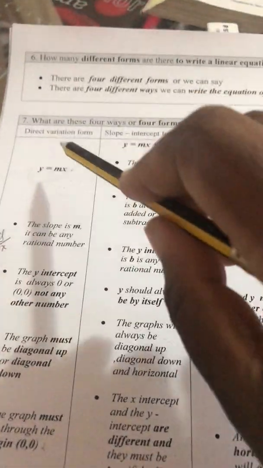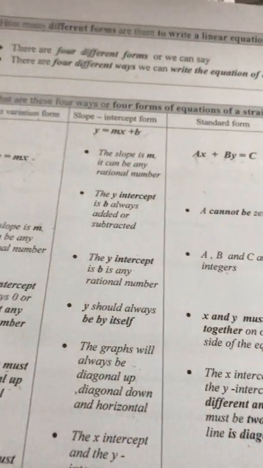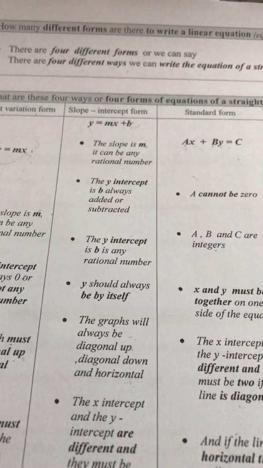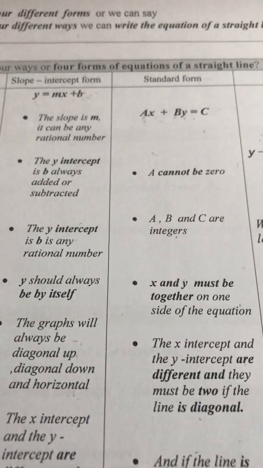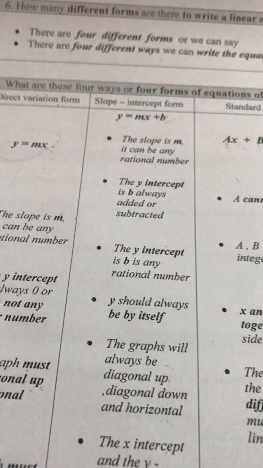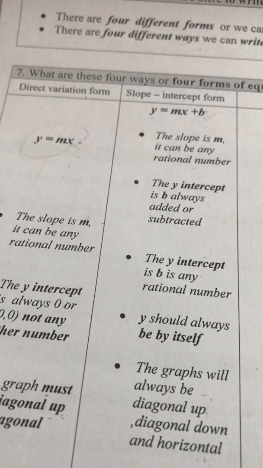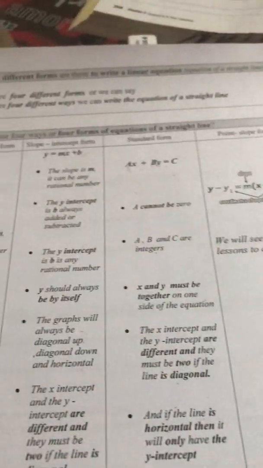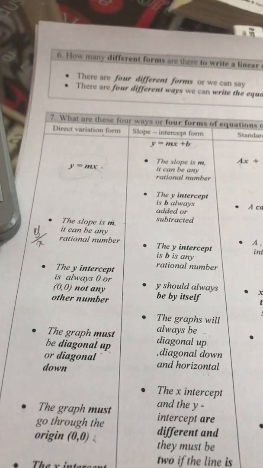You must know all the forms. They will ask you, write this equation in standard form. Write this equation in point-slope form. Write this equation in slope-intercept form. Make sure this equation is in direct form. So you must know how each one of them looks like. Okay? Now we move on.